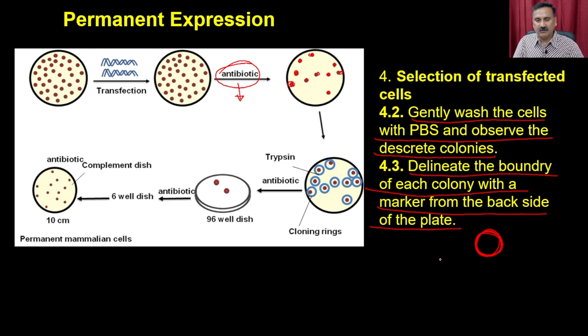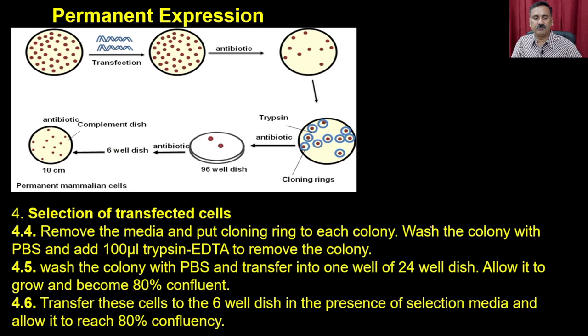So from the back side of the plate, you can just put the marker. Then what you're going to do is remove the media and put the cloning rings into each colony. For example, this is the colony you have marked, so you can just put a cloning ring on it. A cloning ring is actually a small tube-like structure.